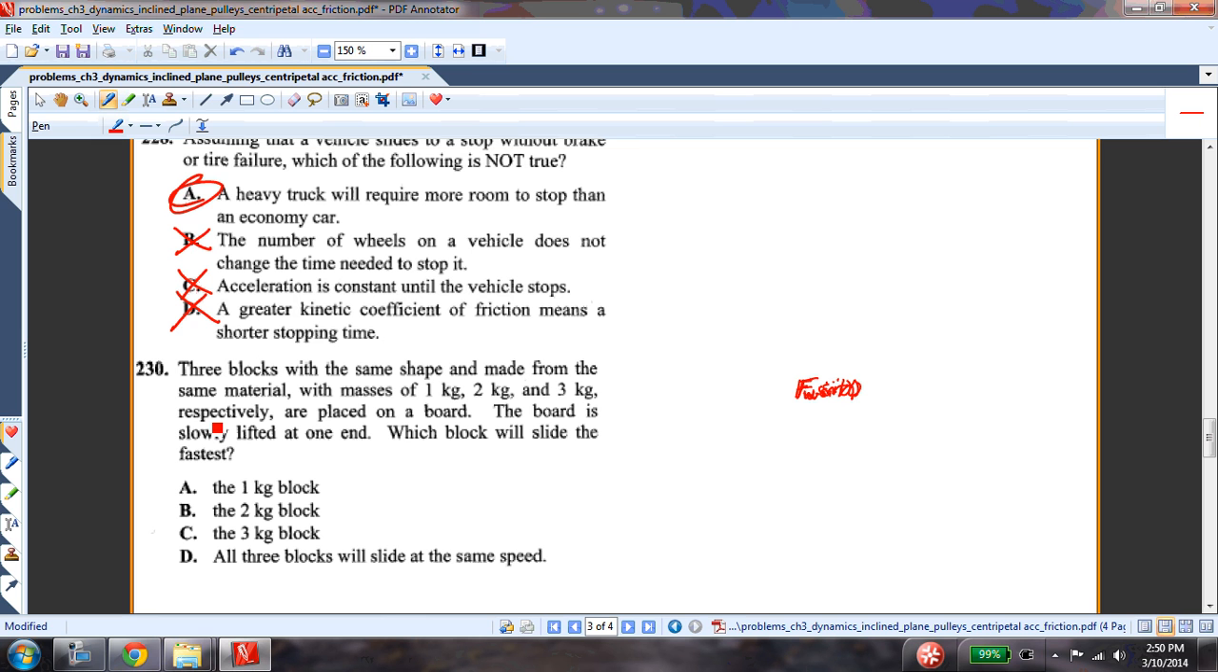All right, 230. 3 blocks of the same shape and made from the same material, masses 1, 2, and 3 kilograms, placed on a board. Board is slowly lifted on one end. Which block will slide the fastest? Well, the answer here is D. I'll show you why. Do it over here.